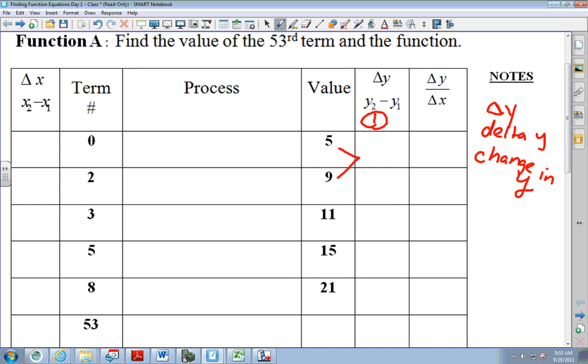I'm going to figure out, how do I go from 5 to 9? Okay, this says y2 minus y1. What this means is, I know that positive numbers seem to be easy to figure out. How do you get from 5 to 9? It's plus 4. But say you didn't know.